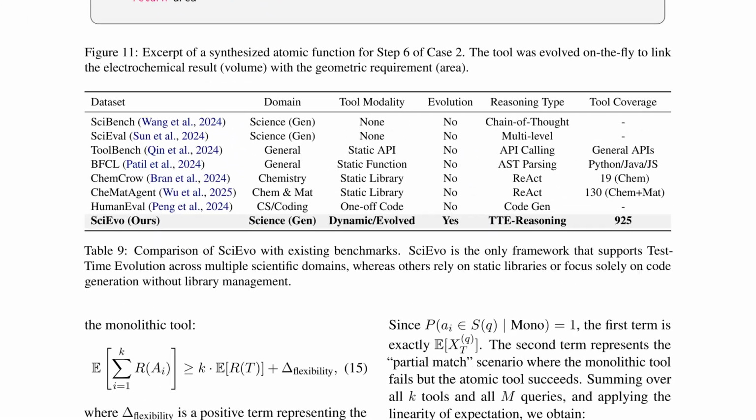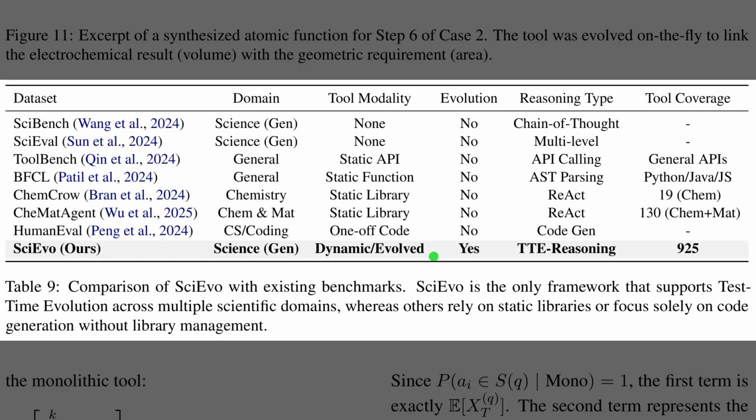Finally, Table 9 places the new SciEvo benchmark in context by comparing it to existing datasets. The top rows show that standard benchmarks like SciBench typically rely on internal reasoning with no tool support at all. The middle section lists frameworks like ToolBench and ChemCrow, which do use tools but restrict them to static APIs or fixed libraries. The bottom row highlights the unique advantage of SciEvo. It is the only dataset designed for dynamic tool evolution, supporting over 900 generated primitives.